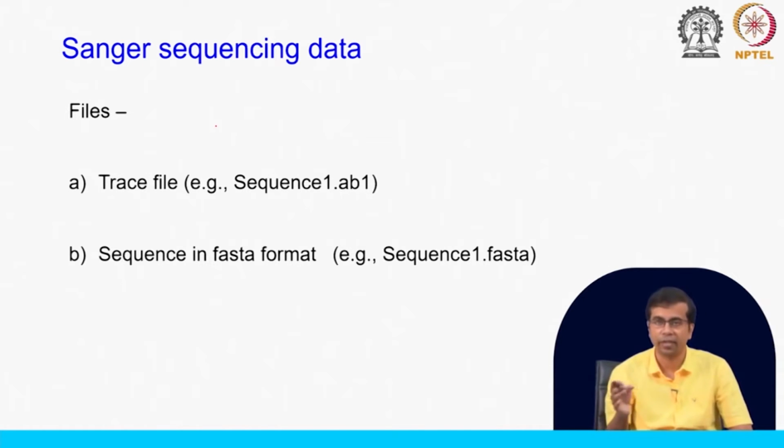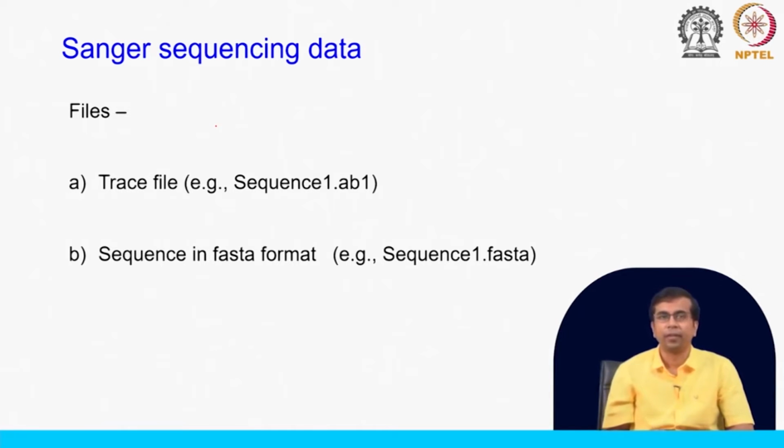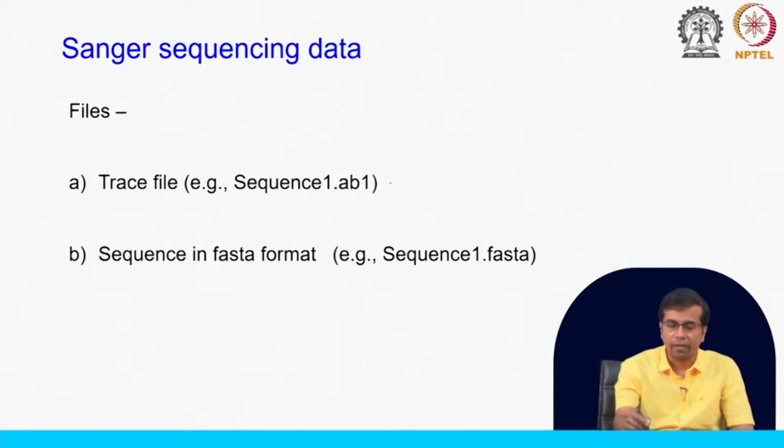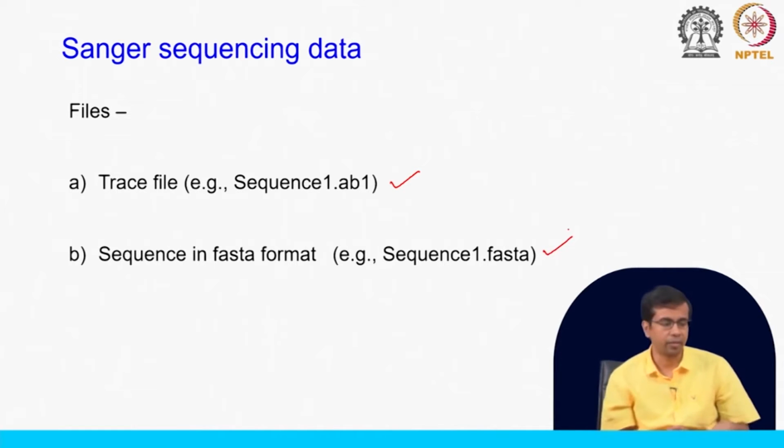How do they look like? We will see in a moment. It is important to actually see how Sanger sequencing data looks like, and then we will compare with the NGS data sets. So, this is what you get in Sanger sequencing data, the trace file. In addition, you will get this sequence in FASTA format. So, we just talked about FASTA format. You will get this sequence 1.FASTA or sequence 1.FSA, something like that.